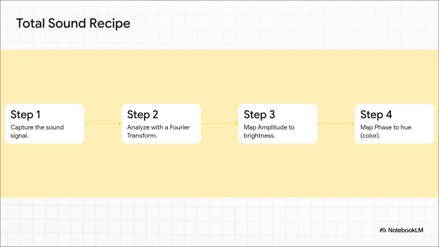So how's it work? Well, first, you capture the sound. Then, you use a really cool mathematical tool called a Fourier transform. Think of it like a prism that breaks the sound apart into all its individual frequencies. And from there, it's just that simple mapping process we talked about. Loudness becomes brightness, and phase becomes color. It's this incredibly elegant way to capture the entire sound in one image.